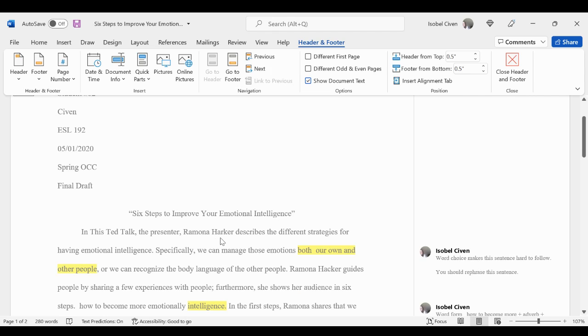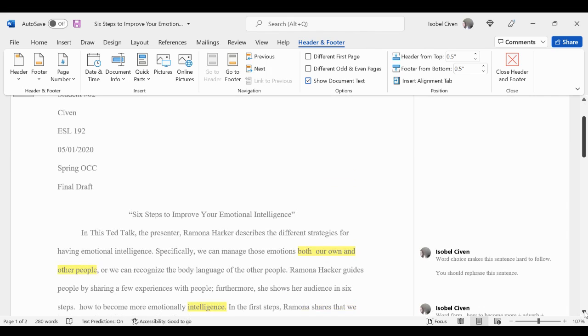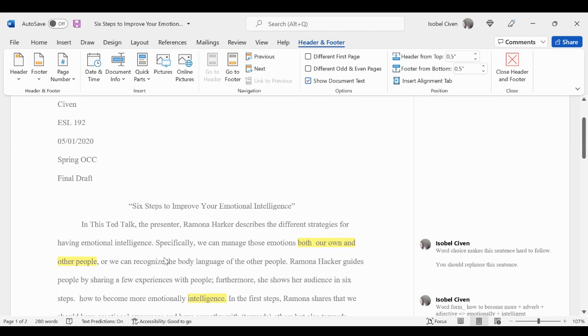Raymond Harker, I think it's Hacker, describes the different strategies for having emotional intelligence. Then the student goes on to define emotional intelligence, since the reader may not know what emotional intelligence is. Okay, he says specifically, we can manage those emotions, both our own and other people's, or we can recognize the body language of other people.